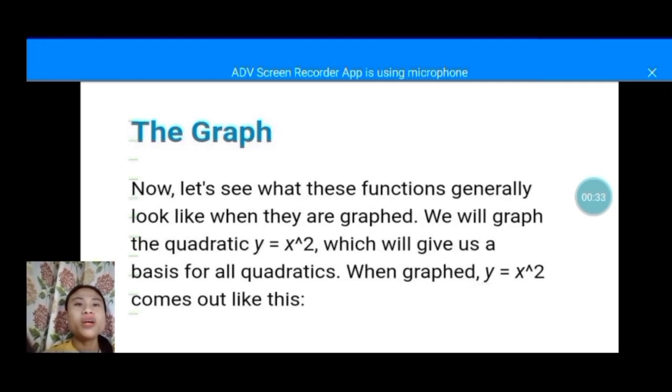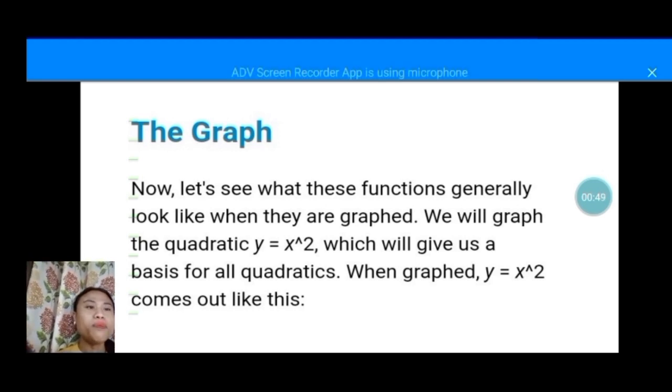The graph. Now let's see what these functions generally look like when they are graphed. We will graph the quadratic y equals ax squared, which will give us a basis for all quadratics. When graphed, y equals x squared comes out like this.